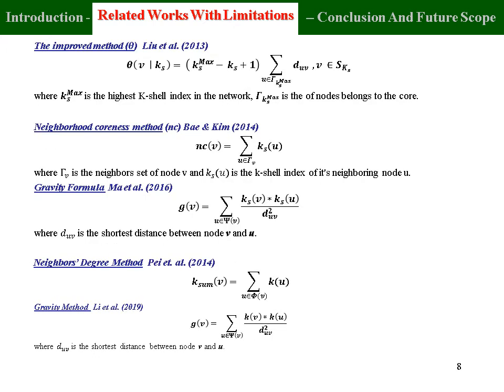Now, the first one is the improved method by Liu et al. in 2013. They proposed this improved method theta to improve upon the KSL. What was the problem we faced in the KSL?